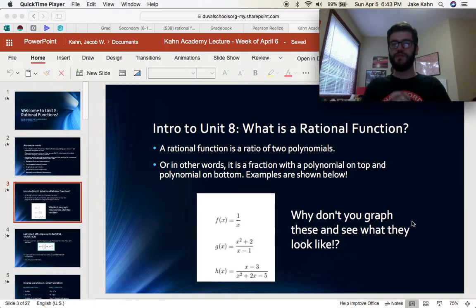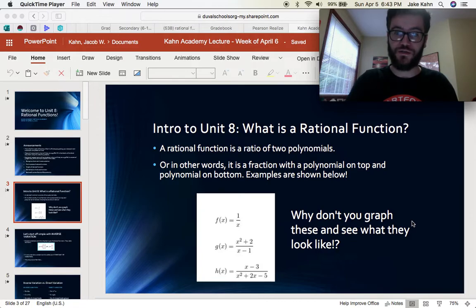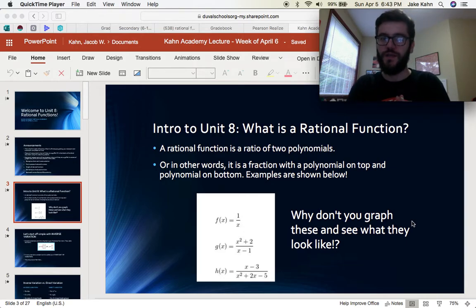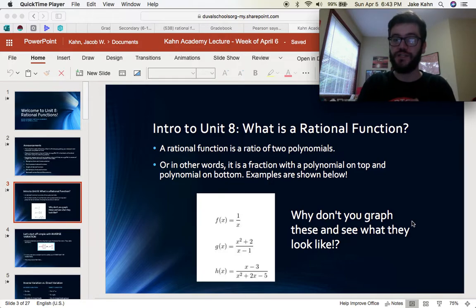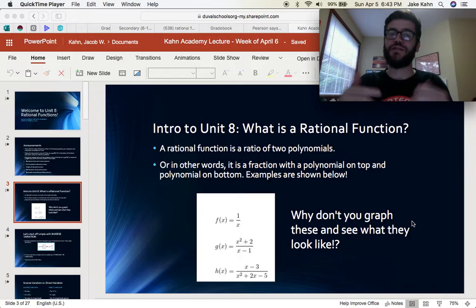All right, so intro to Unit 8. First of all, Unit 8 is called Rational Functions, so you need to understand what that is, right? What is a rational function? A rational function is a ratio of 2 polynomials, or in other words, a fraction with a polynomial on top and a polynomial on bottom. And you can see some examples shown below, okay?